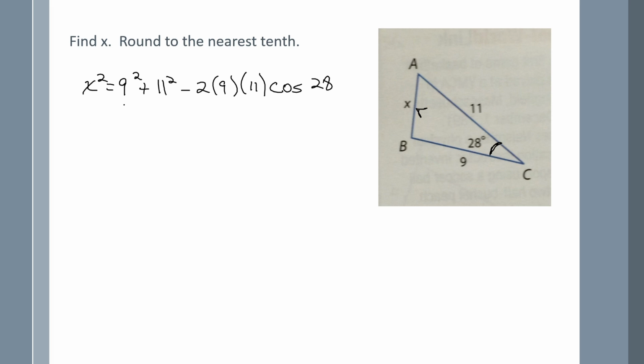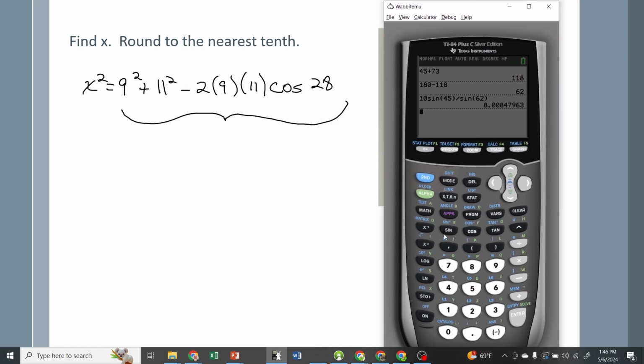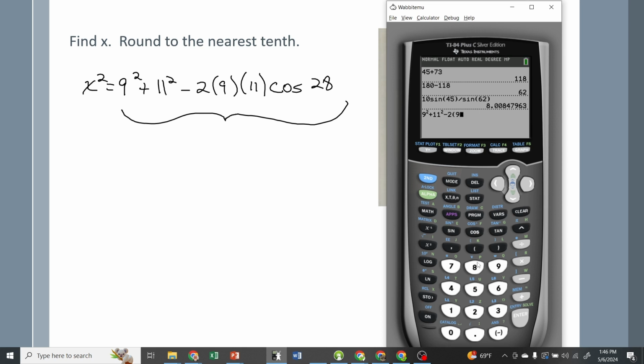So we can plug this whole thing right here into a calculator. So let's do that. I've got 9 squared plus 11 squared minus 2 times 9 times 11 times the cosine of 28. And I can hit enter.